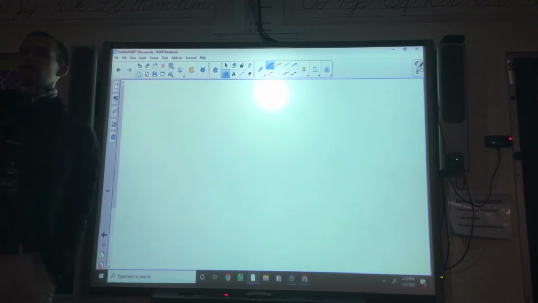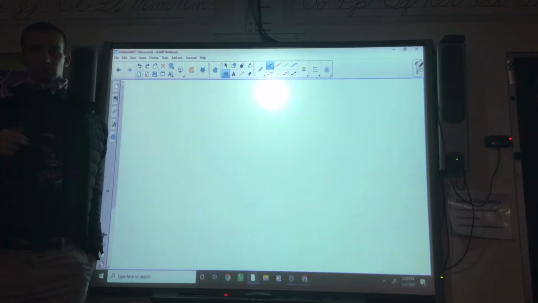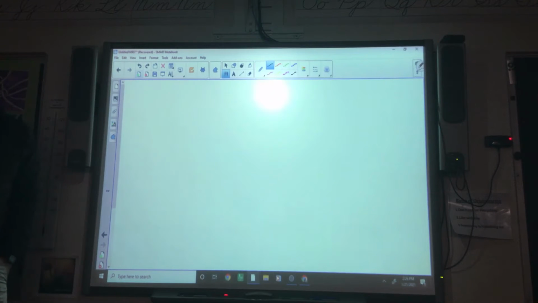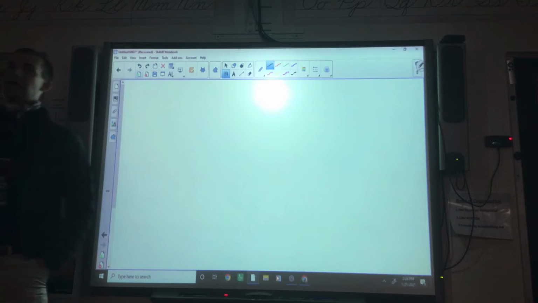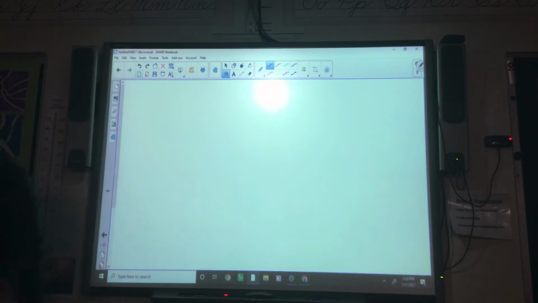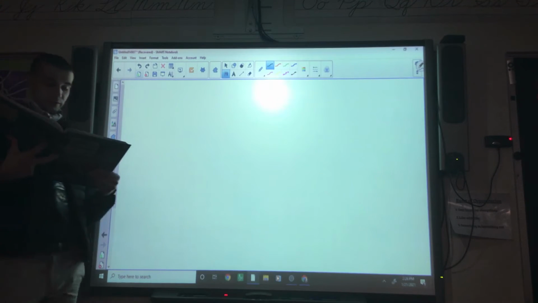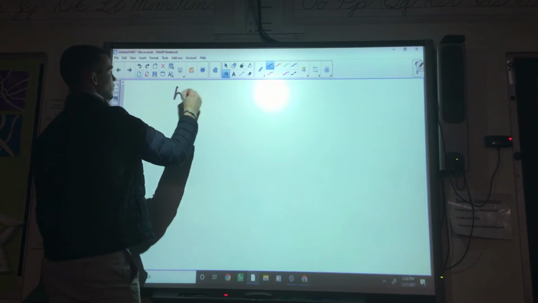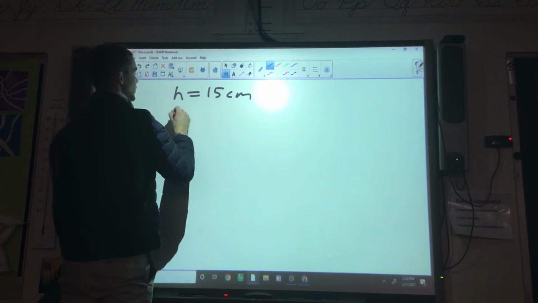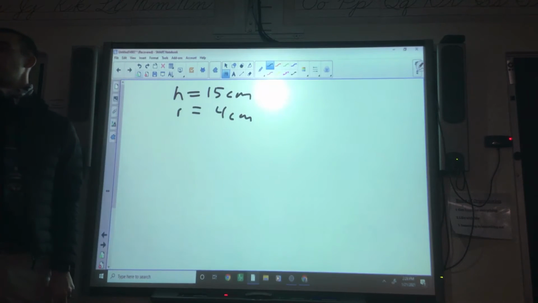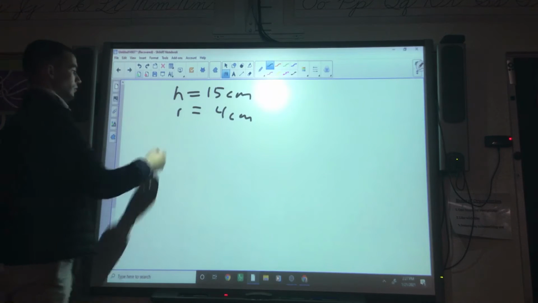So, what were the steps that I wrote out for you yesterday? You're supposed to write them down. What's the first step? The steps from yesterday said: write what you know. Okay, so what do we know? What are we given on page 136, example 4? The height is 15 centimeters and the radius is 4 centimeters. Anything else? And we have to use 3.14.